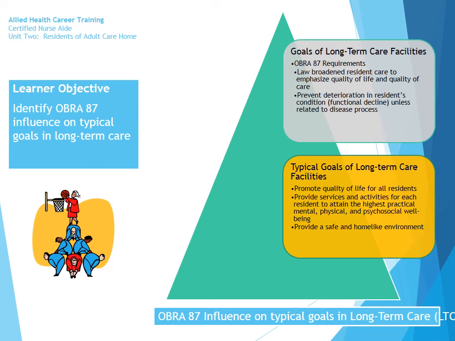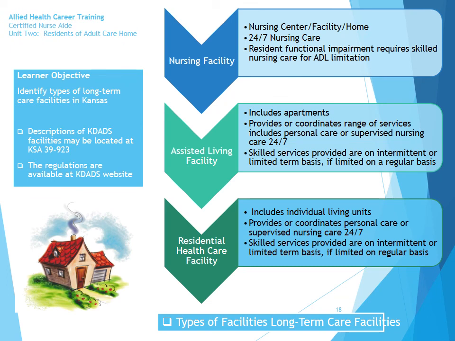As we learned in Unit 1, OBRA requirements help us maintain and improve quality of life and quality of care for your residents. Part of this is to provide services and activities for each resident to maintain the highest level of well-being for them, whether it's mental, physical, psychosocial, emotional, anything like that. We also want to provide a safe and home-like environment. You don't want to feel like you're going into an institution if you're that resident. We try to avoid that as much as possible by allowing them to bring in their own things, allowing them to tell us what kind of schedule they like to have, and allowing them to make choices as much as possible.